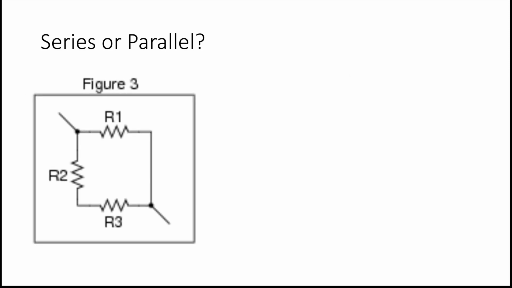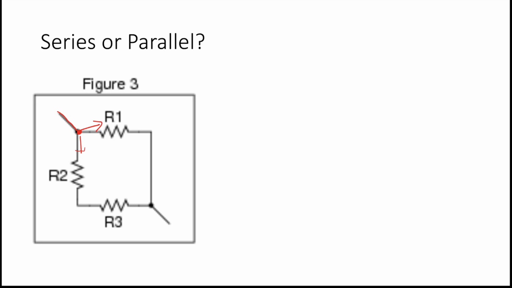Continuing these examples for figure 3, this one's drawn a little different, but the same principle still applies by putting your pencil down and seeing where it takes you. So if we start at the top and we come down, we hit a point. Current can either go over or it can go down.